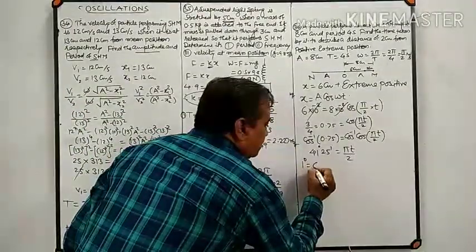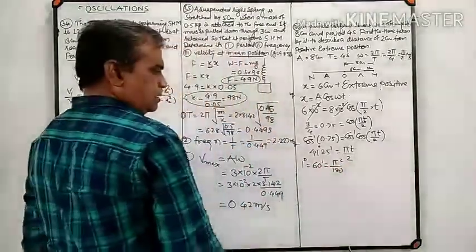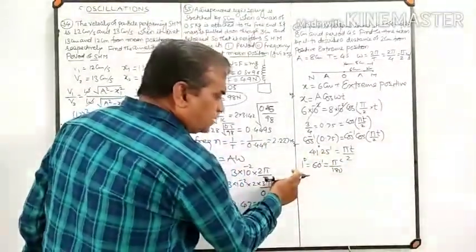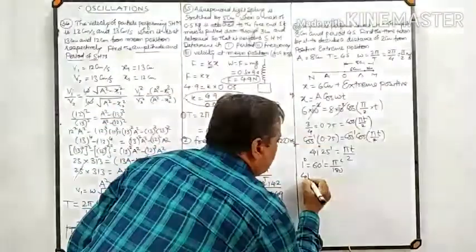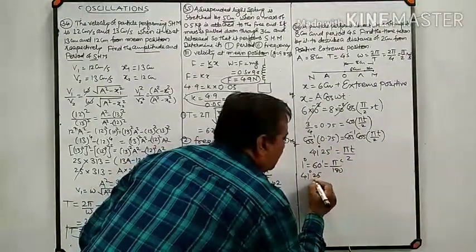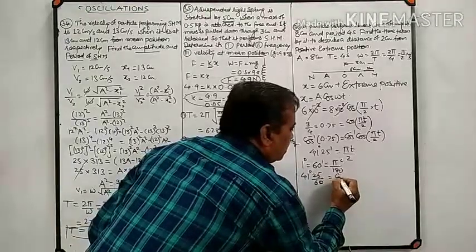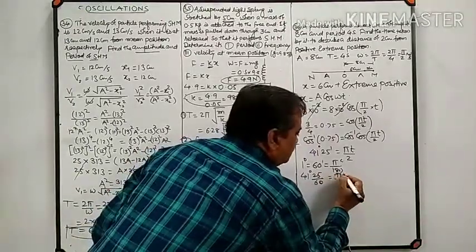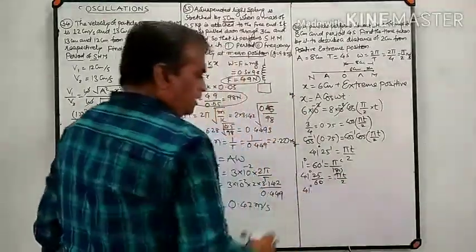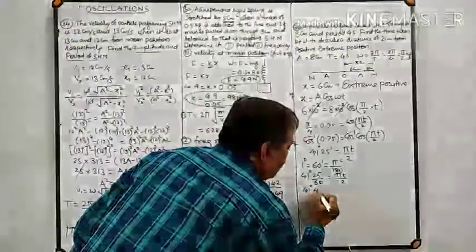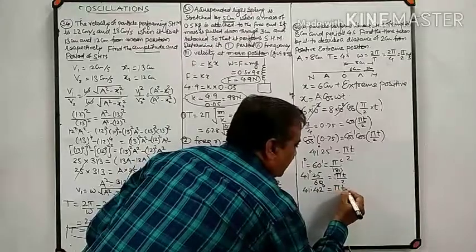Remember, 1 degree is equal to 60 minute is equal to pi by 180 radian. Now we can convert this, first into degree, then into minute, and lastly into radian. So 41 degree, now 25 divided by 60, is equal to pi t divided by 2. So this is 41 degree plus 25 divided by 60, which is 41.42 degree, equal to pi t divided by 2.